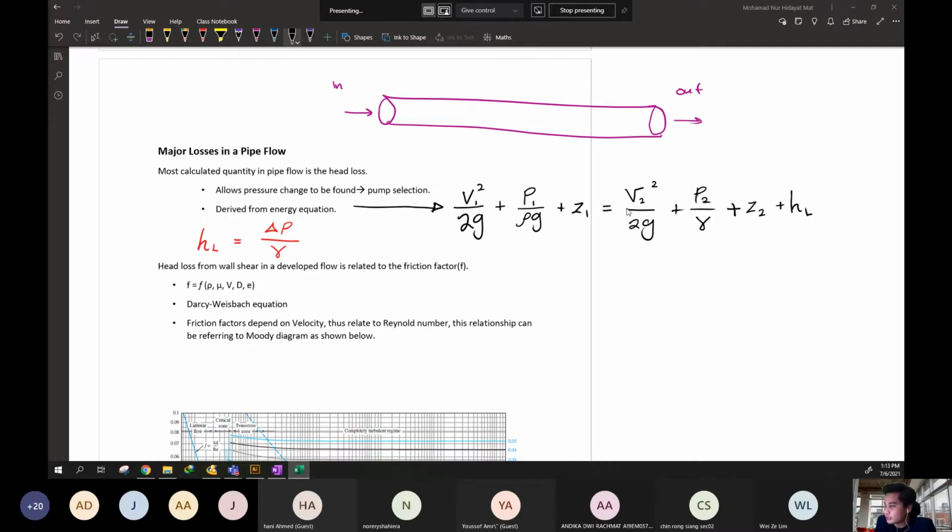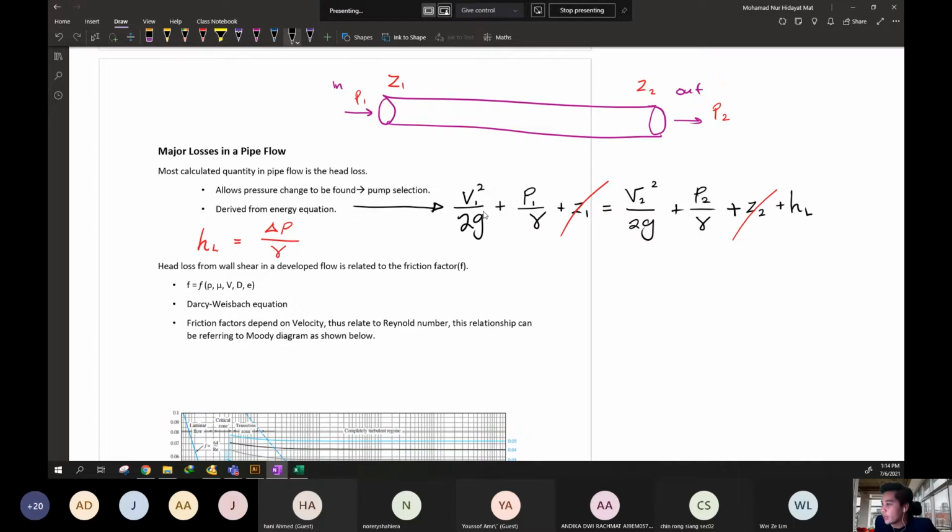Okay, so based on this, how to form this? Basically you can see here we have Z1 and Z2 the same, so they cancel. We know that the pressure outlet is P2 and this is P1. P2 and P1 have the value, and this one is gamma, so we can replace this.